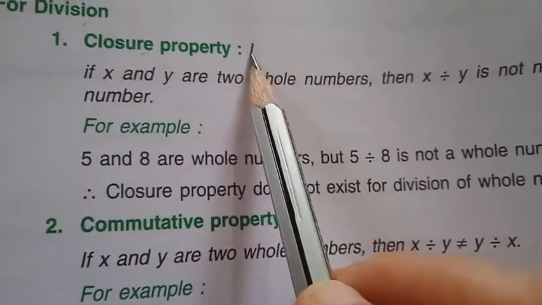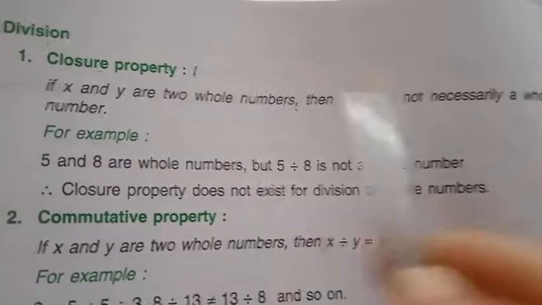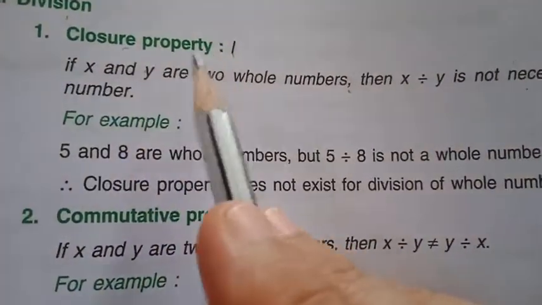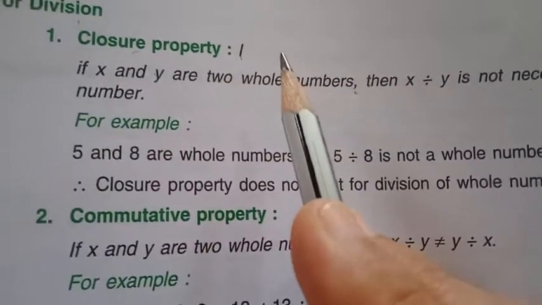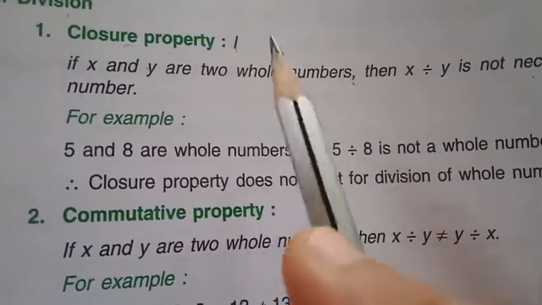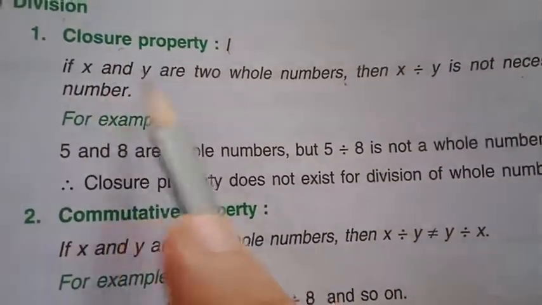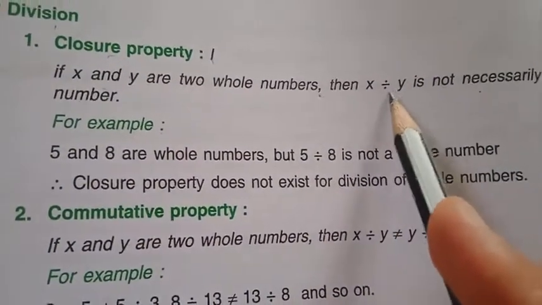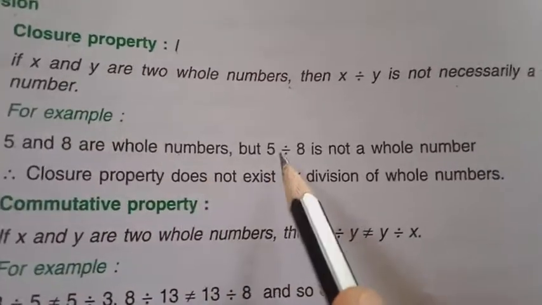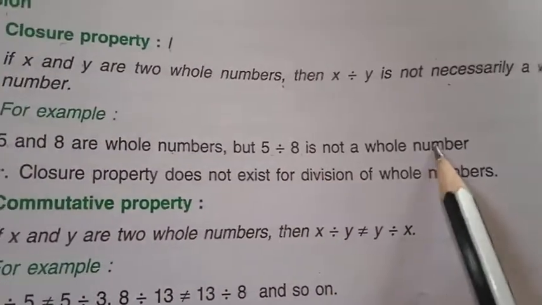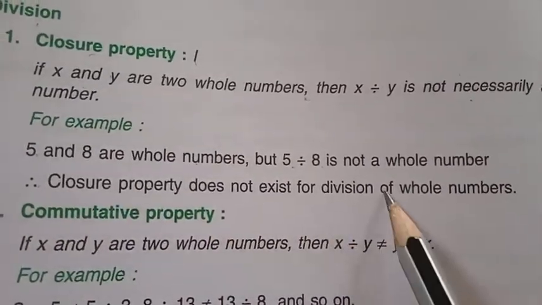So, closure property. If x and y are two whole numbers, x divided by y is not necessarily a whole number. It is like subtraction only. Addition and multiplication properties will relate a little bit, and subtraction and division properties will relate. 5 and 8 are whole numbers, but 5 divided by 8 is not a whole number. We will get a decimal. Therefore, closure property does not exist for division of whole numbers.